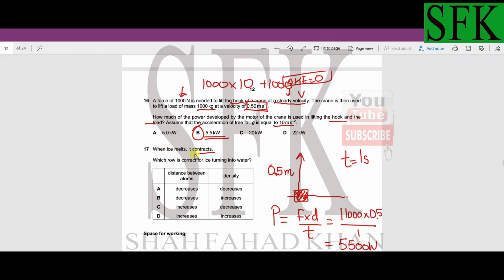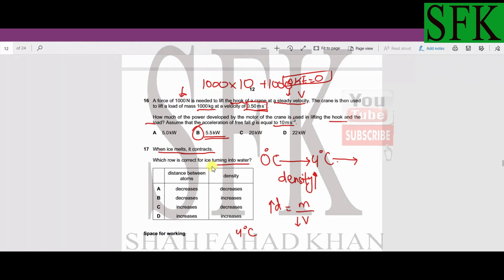17. When ice melts, it contracts. Which row is correct for ice turning into water? Ice is contracting. What's happening to its density and to the distance between the atoms? Guys, just remember one thing. Water has anomalous behavior around 4 degrees Celsius. 4 degrees Celsius is the temperature at which water has the maximum density. Below 4 degrees Celsius, as it converts into ice, its density decreases. This is actually a fact, and it's hidden in its molecular arrangement.